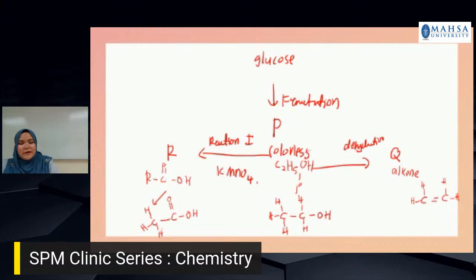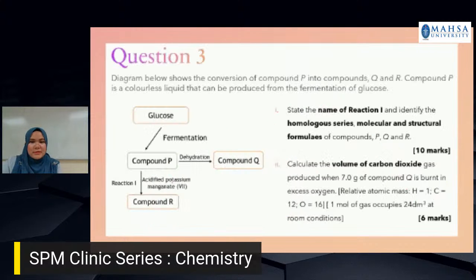And then what about the functional group? You can see for Q, it will be C double bond C. For P, it will be hydroxyl group, and R will be carboxyl group. What about homologous series? P will be alcohol since you have hydroxyl group. Q, since you have double bond, the name will be alkene. And R, since you have C double bond O, OH, it will be your carboxylic acid. Okay, so settled for P, Q, and R.